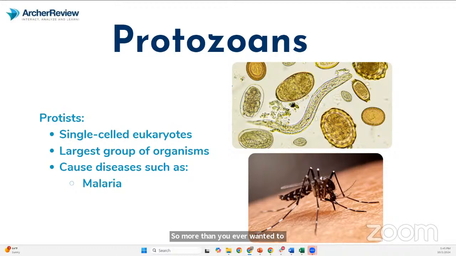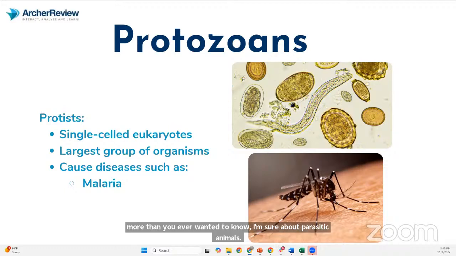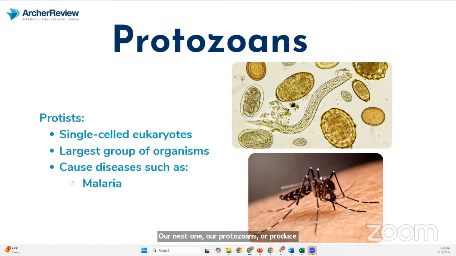Our next one are protozoans or protists. Those are synonyms. These are single-celled eukaryotes. So as I indicated earlier, on occasion we can find them. It's not very often, but on occasion we can find them. Believe it or not, protozoans are the largest group of organisms on the planet. And that's mostly because a lot of them live in the ocean, and that's what makes them the largest group of organisms. From a parasitic standpoint, they can cause diseases such as malaria.